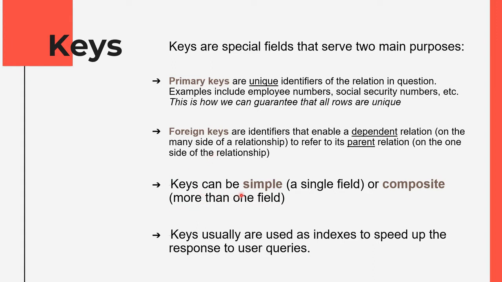The keys can be simple, a single field, or composite, more than one field. A composite key is a combination of two foreign keys, for example. We will see this in the next examples that we go through step by step. The keys are usually used as indexes to speed up the response to user queries. That's why we need to have keys in the relation table.